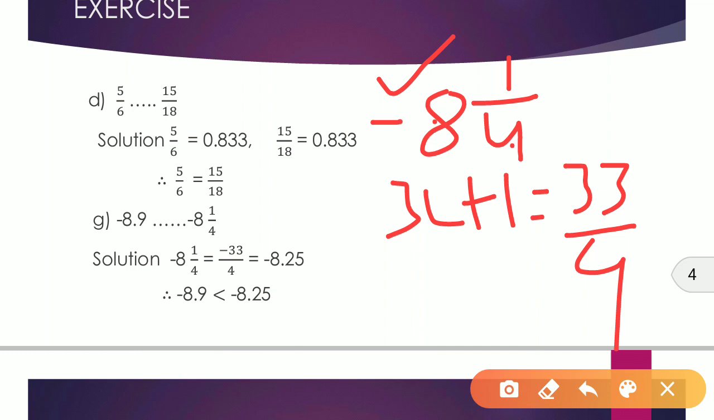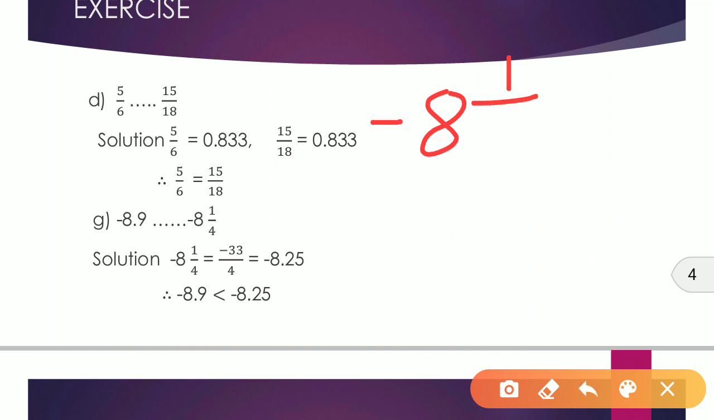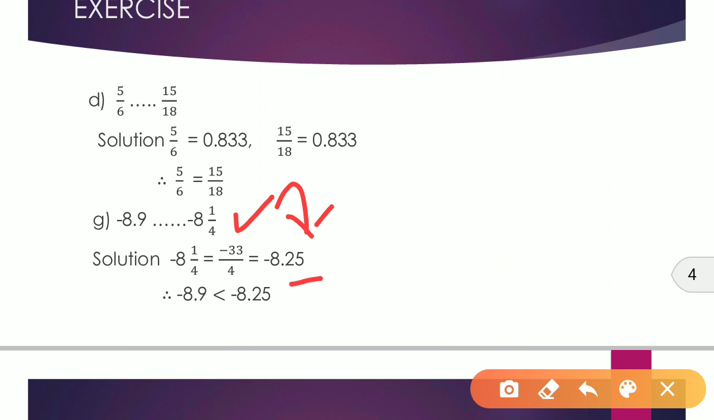You have already studied in your previous classes how to convert a mixed fraction into a simple fraction. 4 multiply 8 gives you 32, plus 1 gives you 33, and the denominator is 4. That will be the same with the negative sign. Now the simple fraction of minus 8 whole 1 by 4 is minus 33 by 4. Now convert this 33 by 4 into decimal. This gives you 8.25, and the negative sign will be as it is.